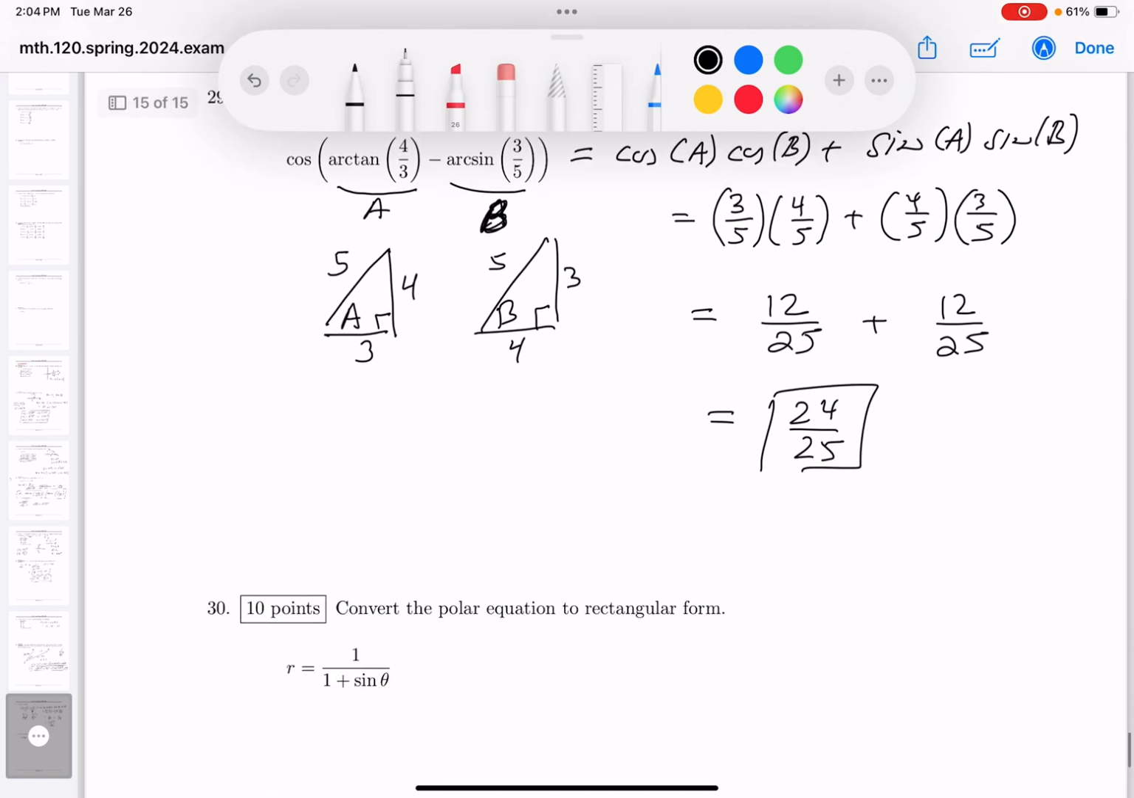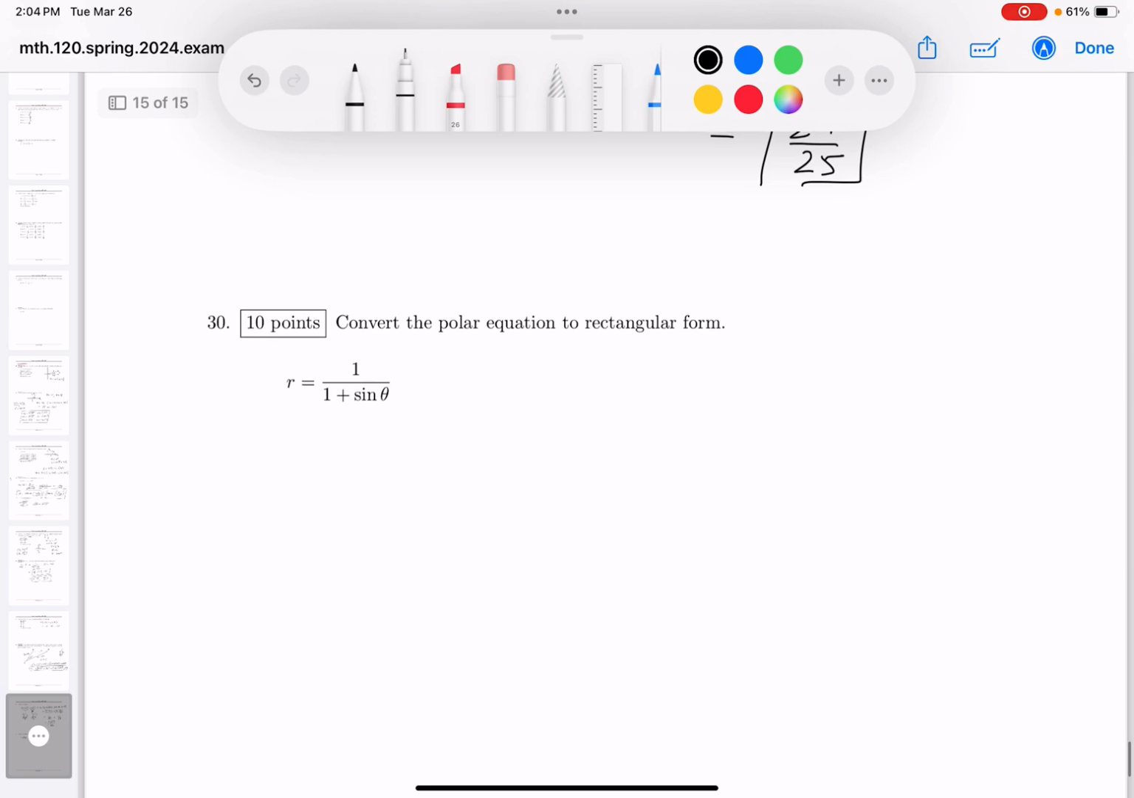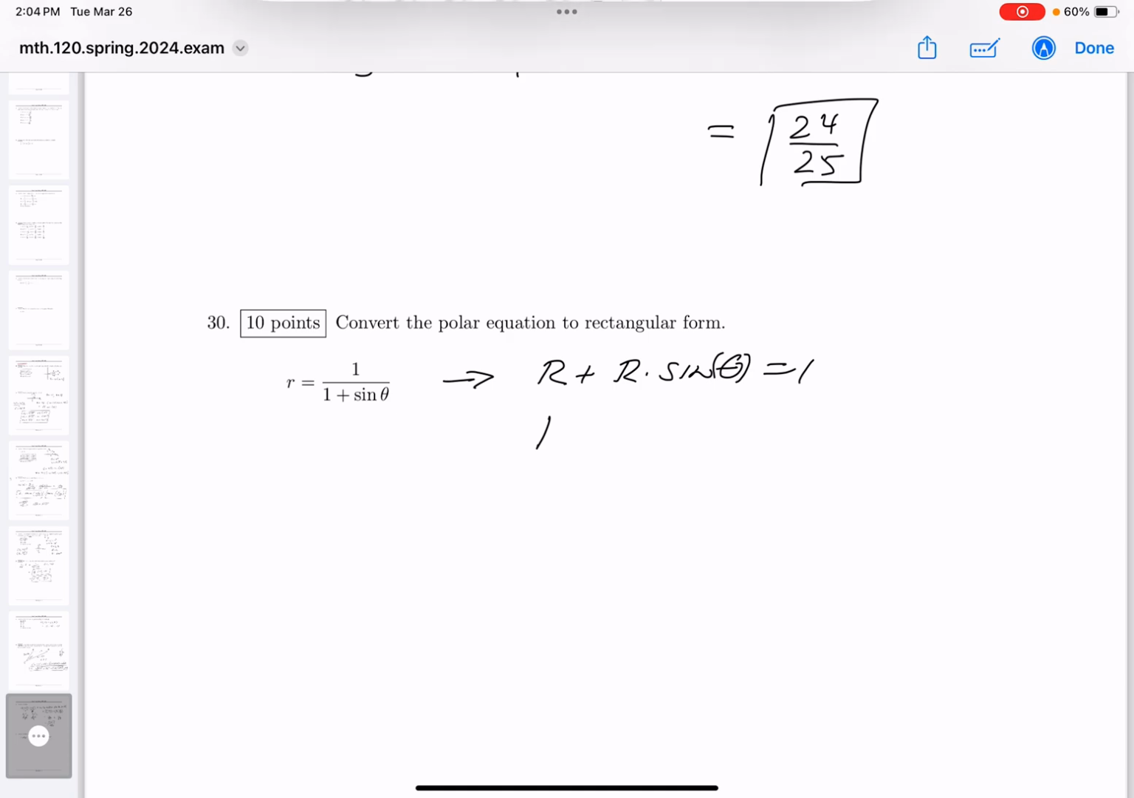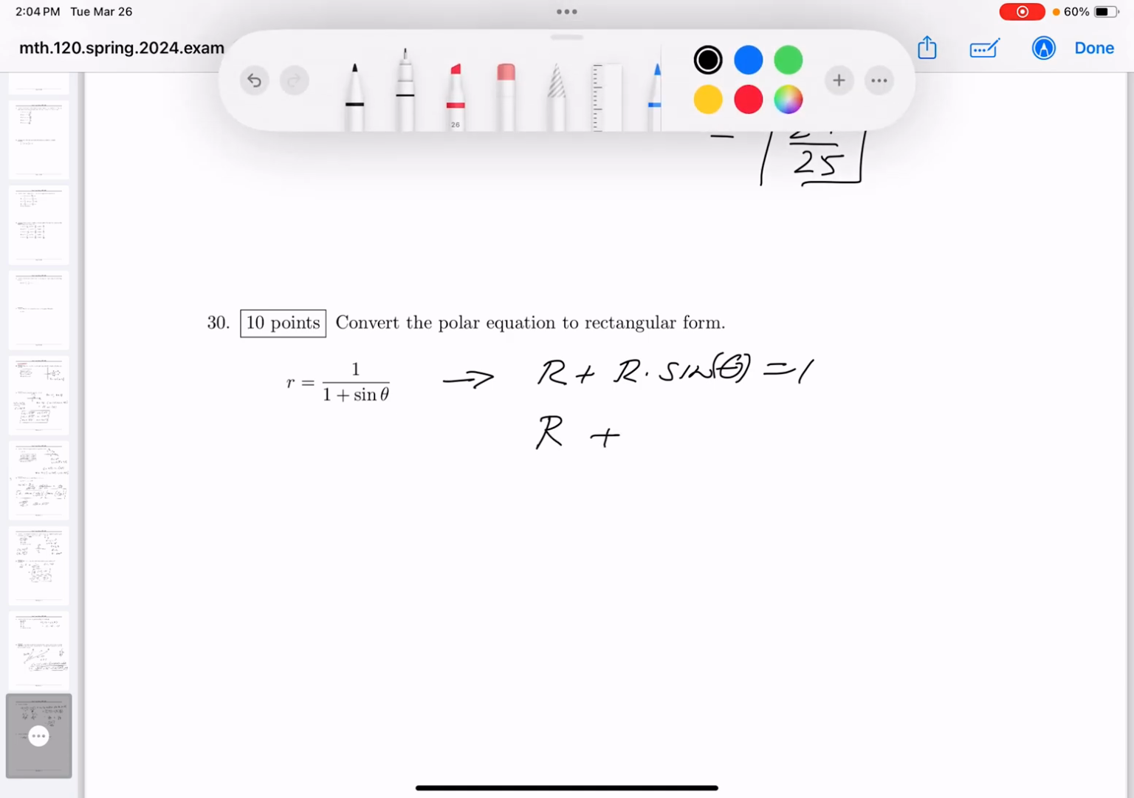All right, getting pretty close to the end. And this one, convert this polar equation into rectangular form. I would clear the fraction first, and I get r plus r sine theta is equal to 1. Well, I immediately notice I've got something over here. r sine theta is just y, and that equals 1.